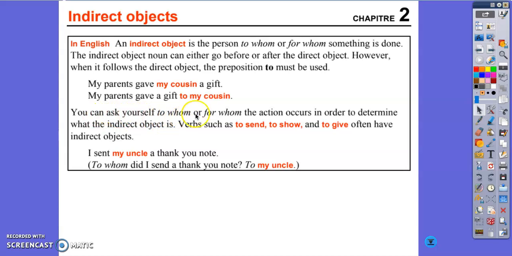You can ask yourself to whom or for whom the action occurs in order to determine what the indirect object is. Verbs such as to send, to show, and to give often have indirect objects. So I sent my uncle a thank you note. So to whom did I send a thank you note? To my uncle. So in this case, I know my uncle is my indirect object.